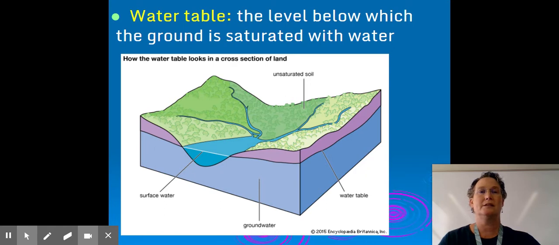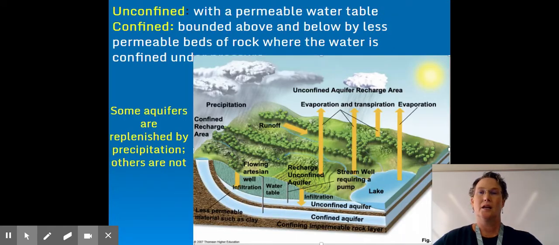The water table is the level below which water in the ground is saturated with water. And then you have a confined and unconfined aquifer. So unconfined is with the permeable water table, and confined is bound above and below by less permeable beds of rock where the water is confined.